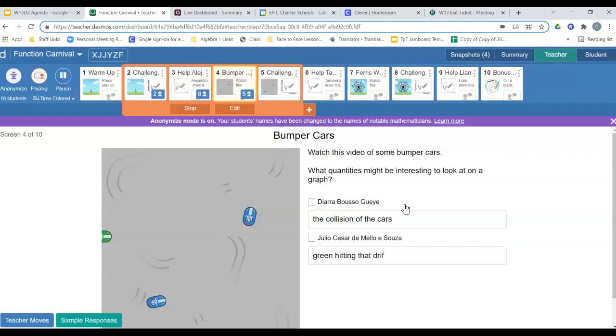On the bumper cars, the first question that you have to answer on slide 5 after 4, after you watch it, is what quantities might be interesting to look at on a graph. So on the Canon guy, we looked at his height over time. What kind of things would be interesting on the bumper cars to graph? How many cars it hits? When you say hitting that drift at the bottom, I imagine you mean like the speed of the car.